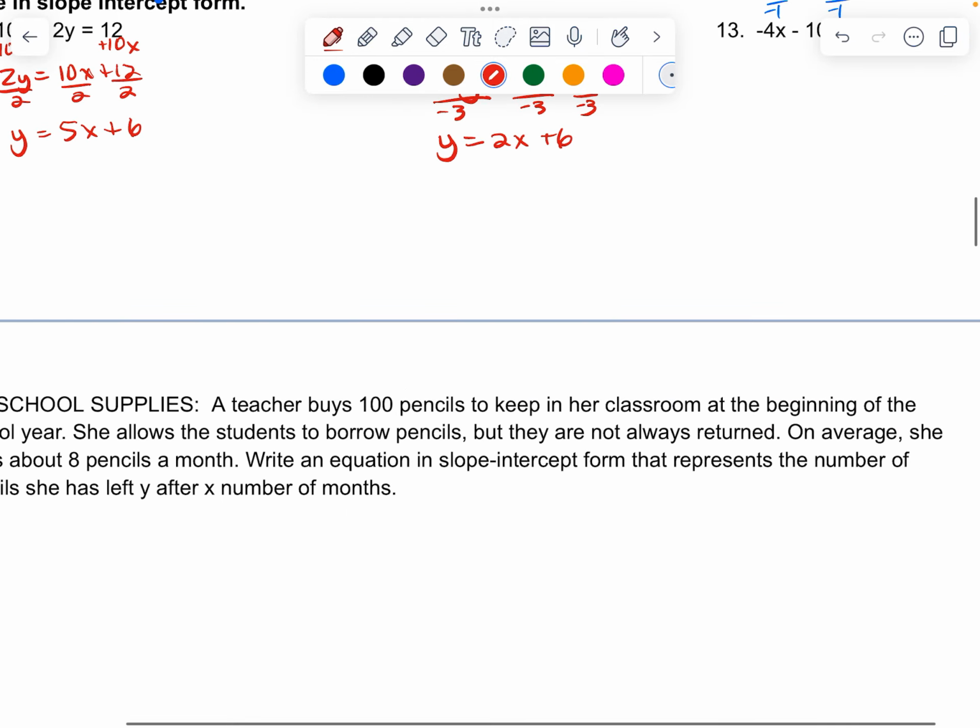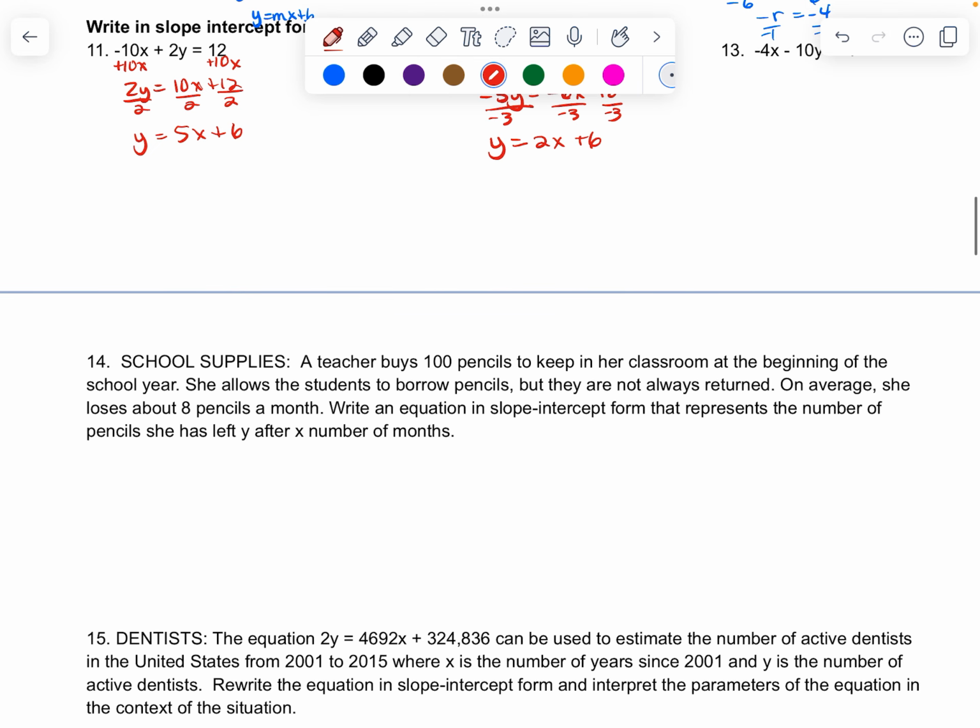Okay, so next I have a teacher who buys 100 pencils to keep in the classroom at the beginning of the school year. So this is what she starts with. She starts on day 1 with 100 pencils. She allows the students to borrow pencils, but they are not always returned. On average, she loses about 8 pencils a month. So loses 8 pencils per month.